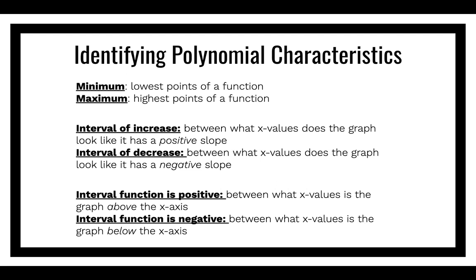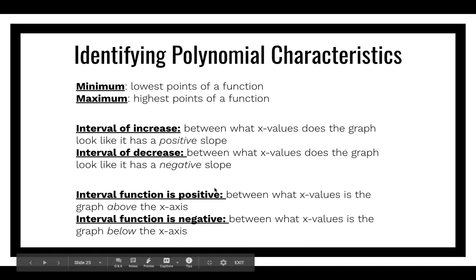And the interval where the function is positive is between what x values is the graph above the x-axis. And then what is the interval where the function is negative? That's between what x values is the graph below the x-axis. So above the x-axis, those are positive y values, which is why the function is positive. And below the x-axis, those are the negative y values and why the function is negative.